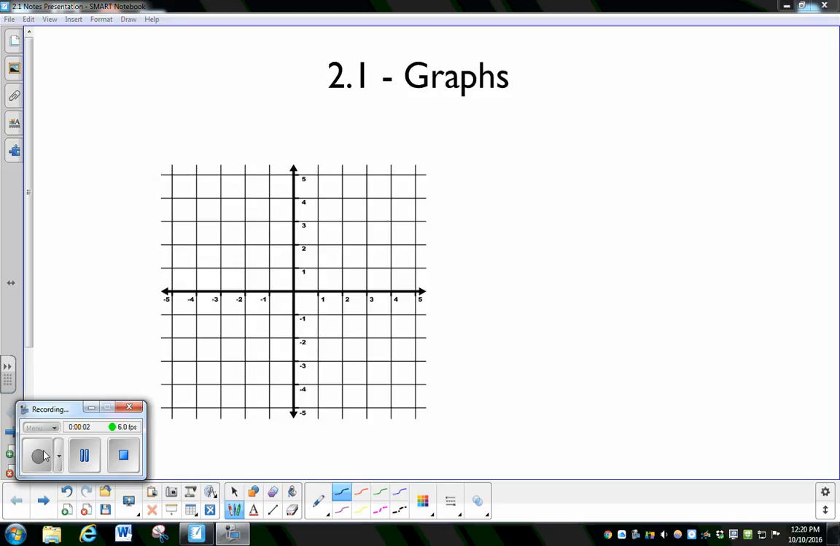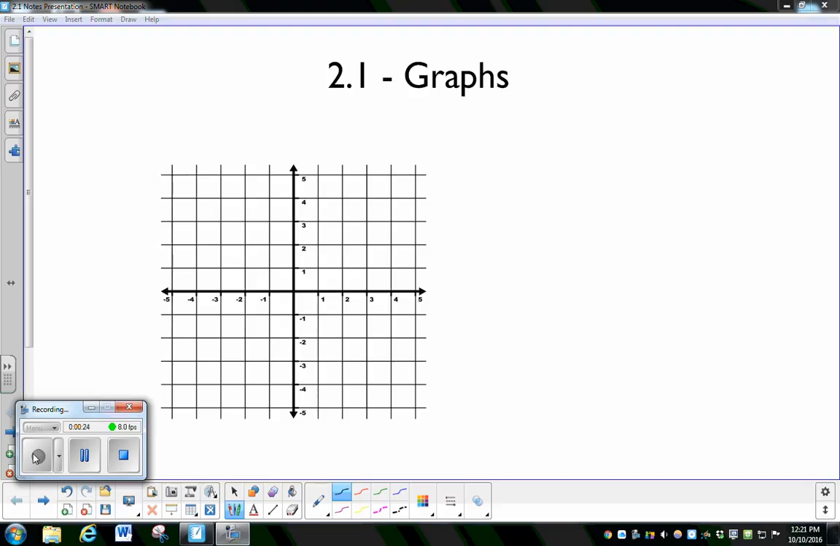These are the notes for section 2.1. It's our first section in chapter 2. It's going to be mostly review today. Hopefully most of this is familiar to you. So this section is about graphing. You'll want to be taking these notes on graph paper because you're going to be drawing several graphs as you guys do this.